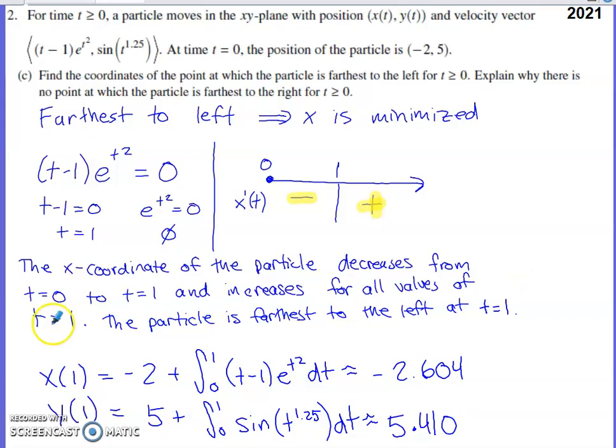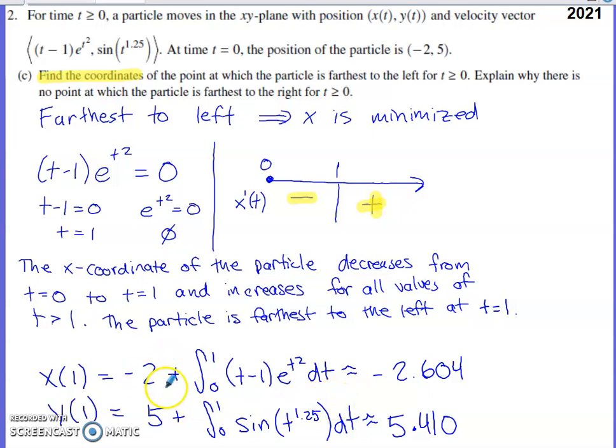What that tells me is that the x coordinate of the particle decreases from 0 to 1, and then it's going to increase for all values of t above 1. That tells me the particle is farthest to the left at time 1. I need to know the position, right? It says find the coordinates at this time. So we've identified the time. Now I need the coordinates.